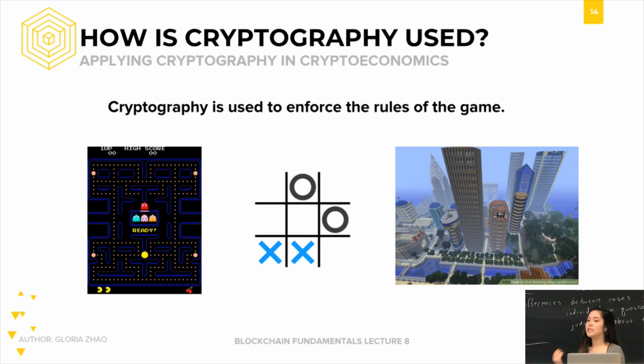In tic-tac-toe, it's even more simple. You only have nine spaces that you can put stuff in, and you have to go in alternating order. Because of these rules, we can define this set of actions for the players to act. And if they follow whatever design that we are making for them, we're going to get the desired outcome. So cryptography is used to enforce the rules of the game.